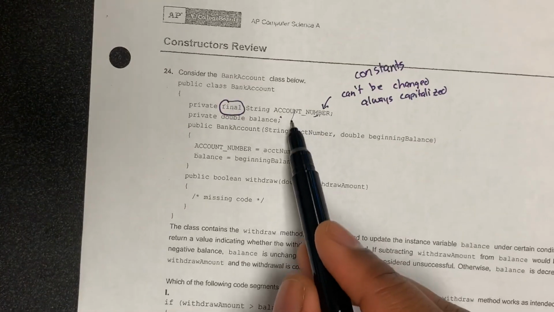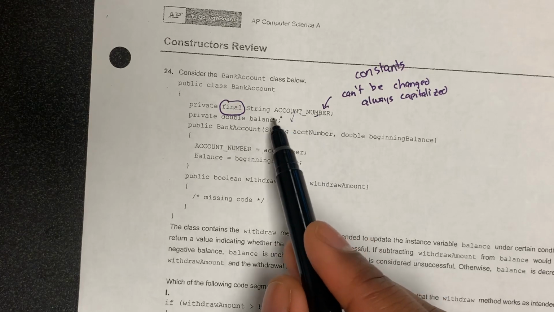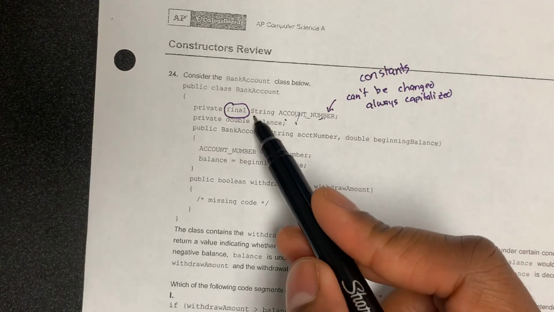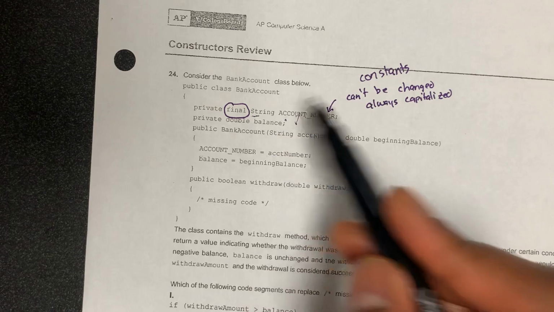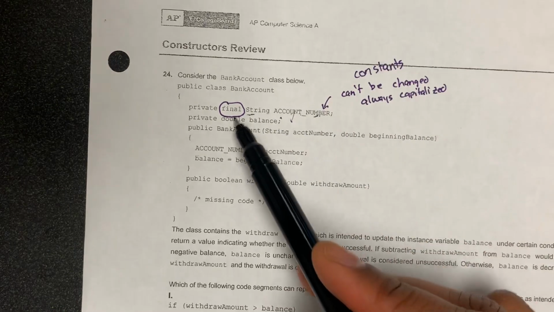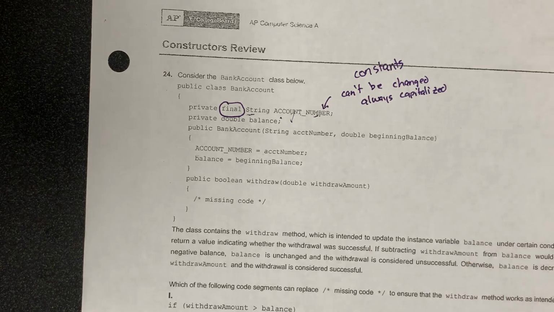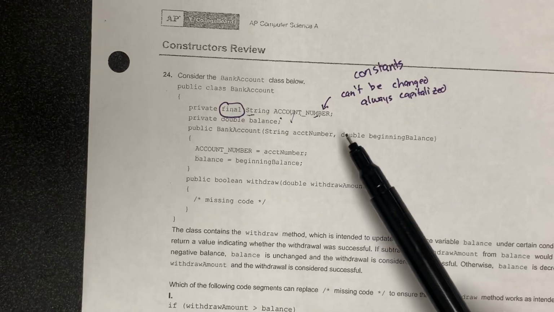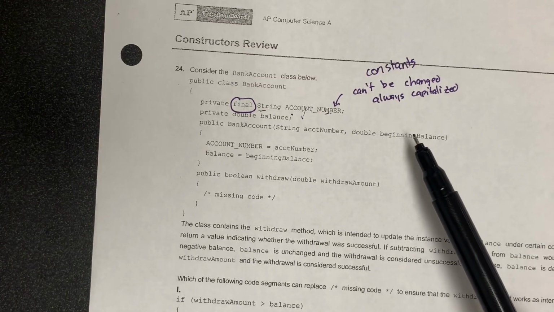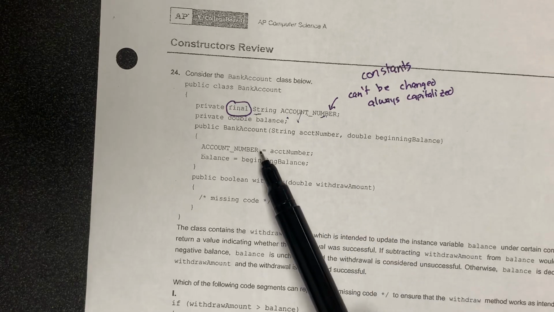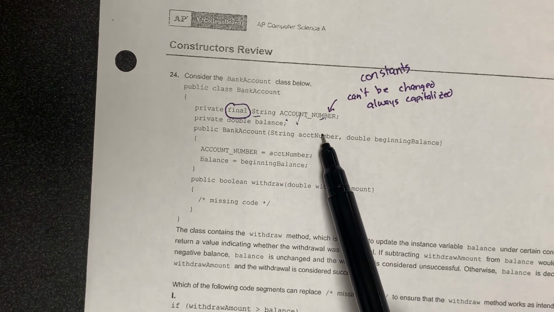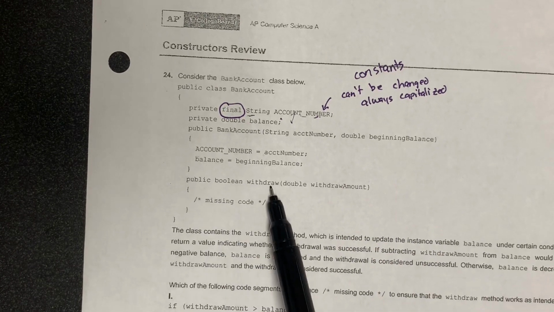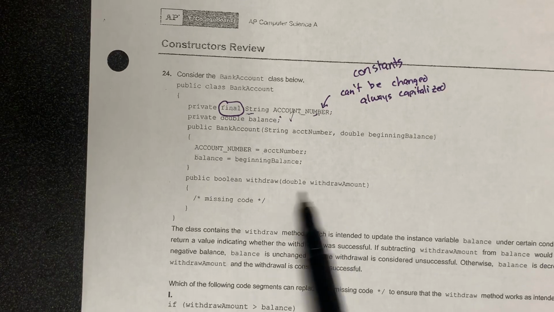So we have two instance variables, a final constant account number. And when we say constant, we don't actually mean a number. We just mean whatever value is in this string in this instance can't be updated. We have a private double balance, and then we have our public BankAccount constructor. So we have String accountNumber and double beginningBalance. Inside the constructor, accountNumber is equal to whatever this account number is, and balance is equal to that beginning balance. And we have a public boolean withdraw, double withdrawAmount, missing code.